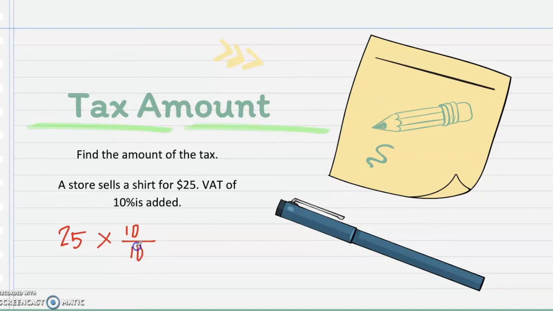We can multiply straight across. 25 times 10 is 250. Divide by 100, we get $2.50. That is the amount of tax.